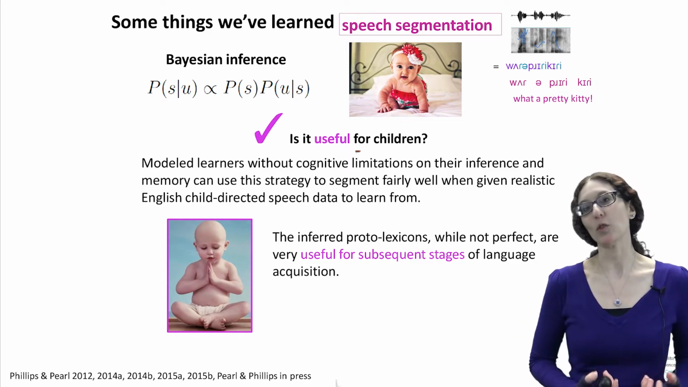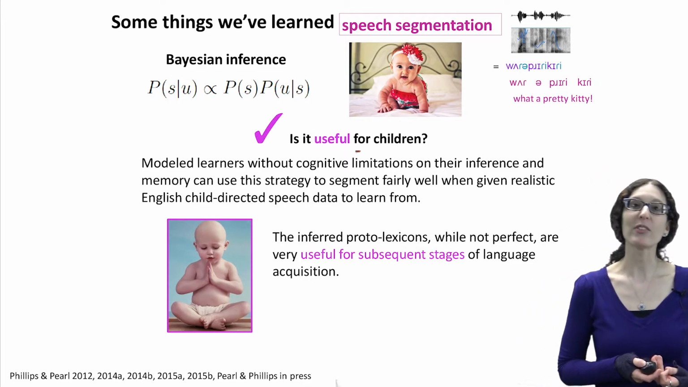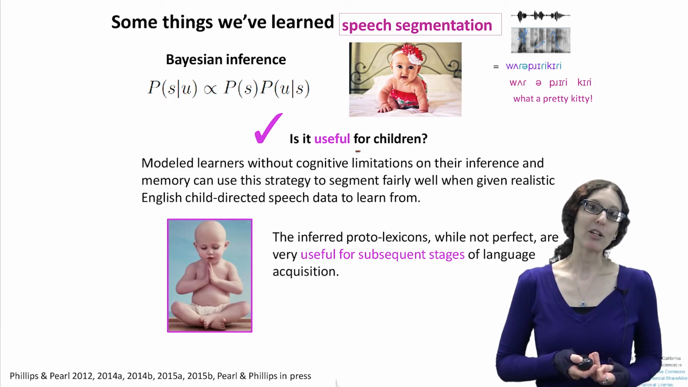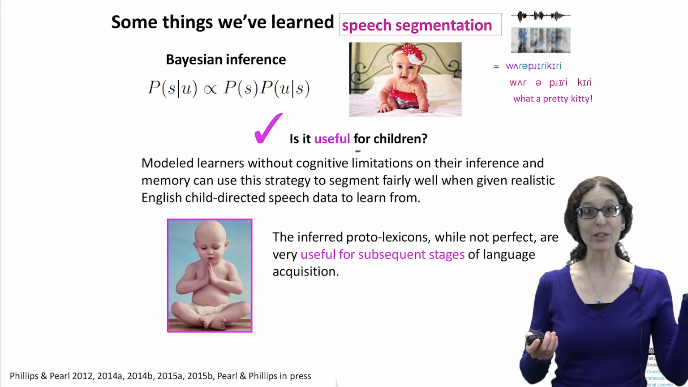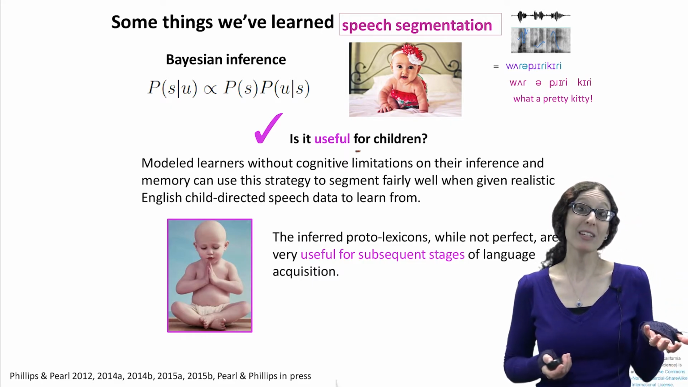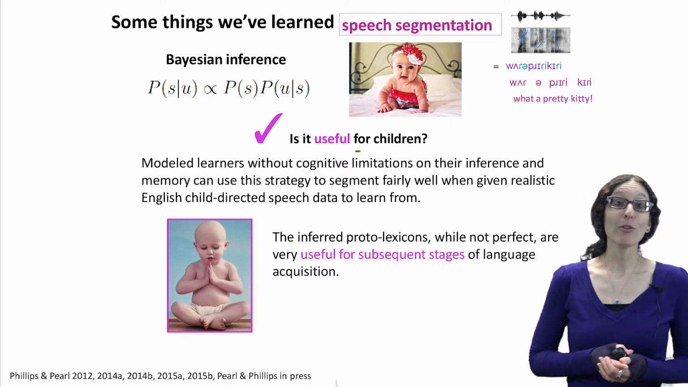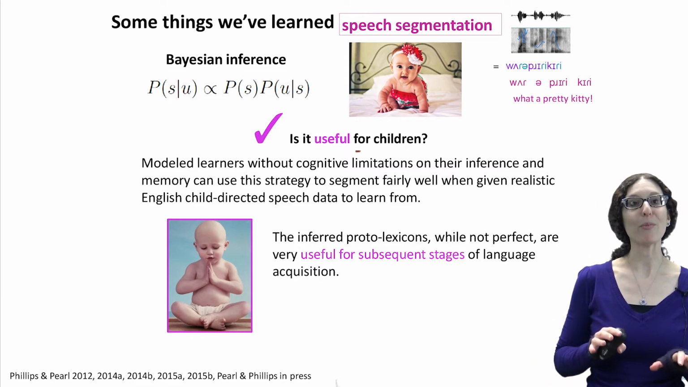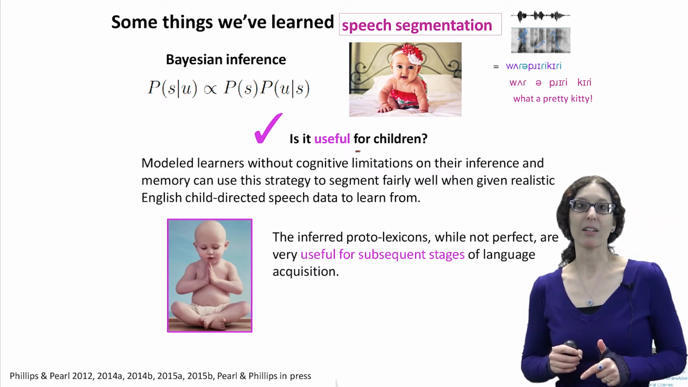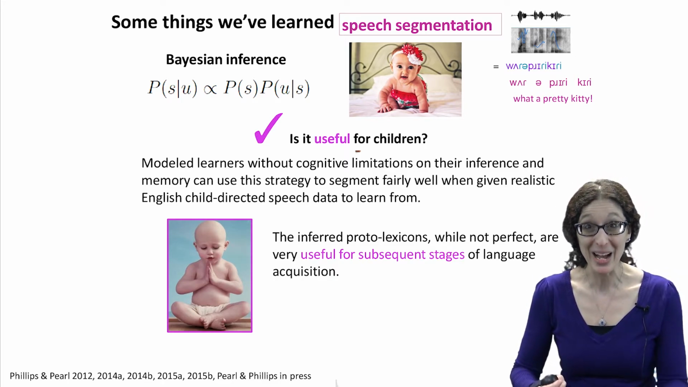Is it actually useful for children, right? If you take children's input, can it generate a good output? Is it even useful to do this? It seems like a good idea, but we should probably find out if it is a good idea. So we modeled learners that didn't have any cognitive limitations on their inference or memory, and we wanted to see how they did. And it turns out they do really well, right?